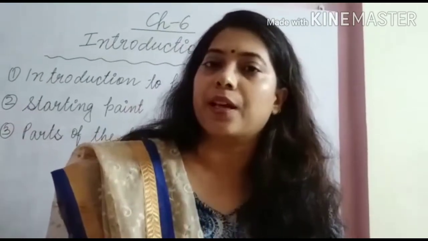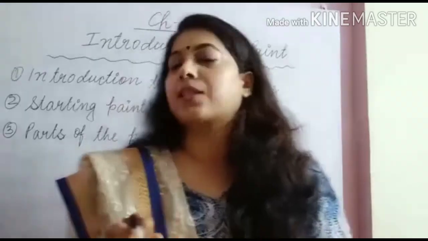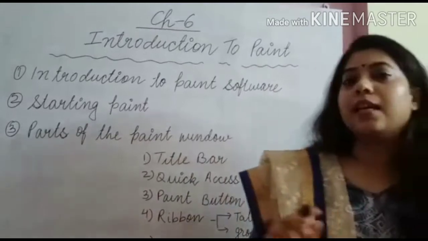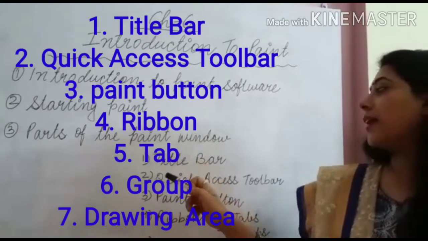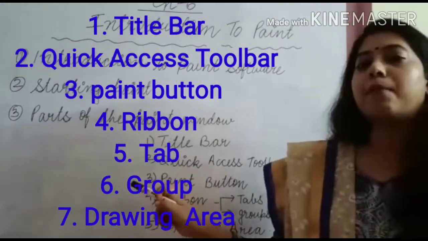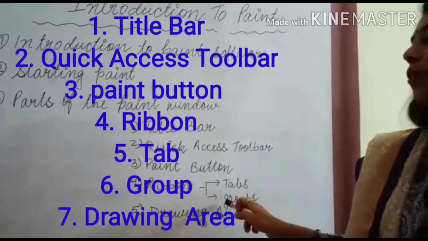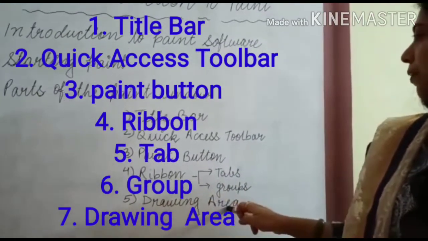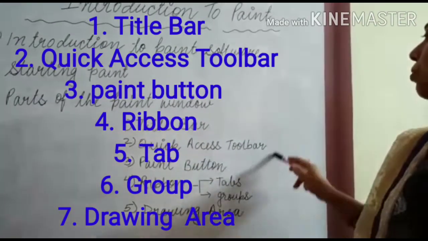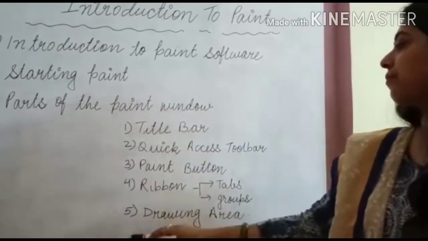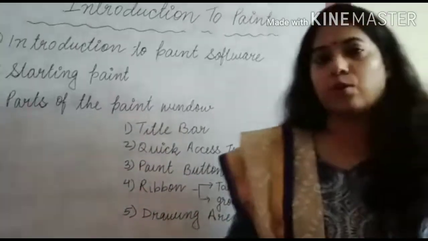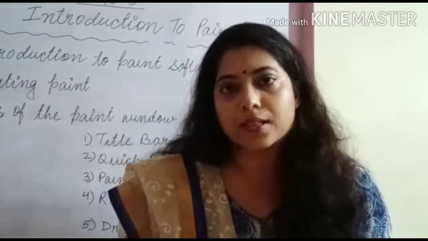When the paint window comes on the computer screen, it has different parts. What are the different parts of the paint window? See, the first one is title bar, then quick access toolbar, then paint button, then ribbon. Again, ribbon is divided into 2 parts, that is tab and groups. And the last one is drawing area. So these are the different parts of the paint window. Now one by one I'll show you the different functions of these parts. Practically I'll show you on the computer, students.